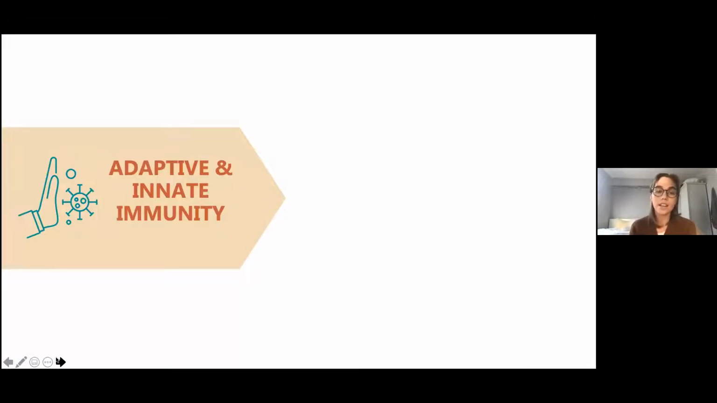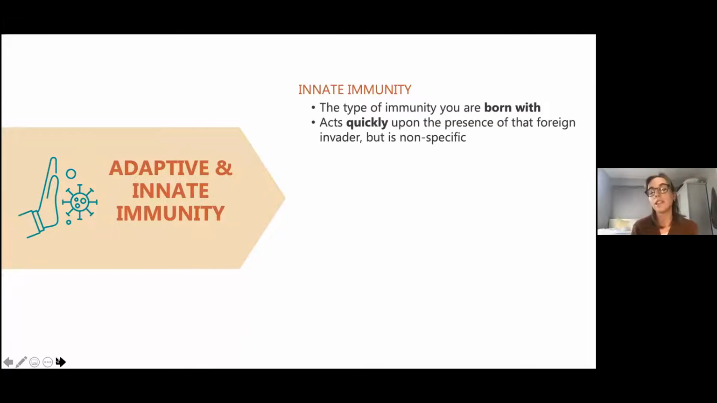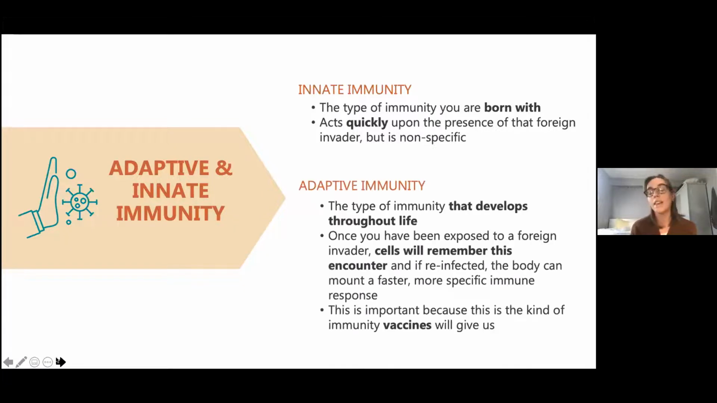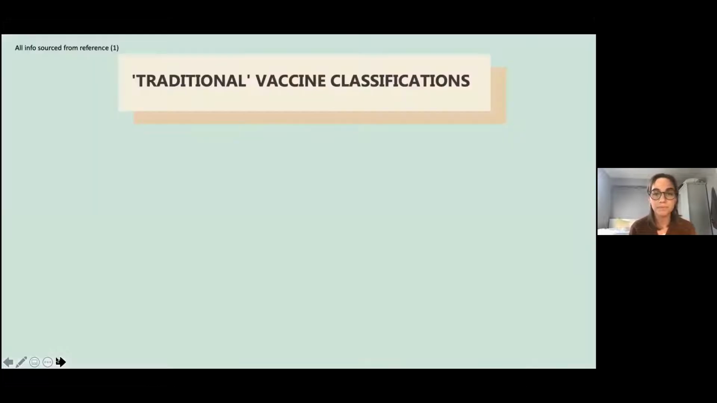It's important to understand that we have two types of immunity, adaptive and innate immunity. Let's first start with innate immunity. This type of immunity you're born with, so it acts quickly upon the presence of that foreign invader, but is non-specific. So it isn't enough to mount an immune response. It's just the beginning. And then we have adaptive immunity. This type of immunity develops throughout life. Once you've been exposed to a foreign invader, all these cells will remember this encounter, and if reinfected, the body can mount a faster and more specific immune response against that invader. This is important because this is the kind of immunity that vaccines will give us.